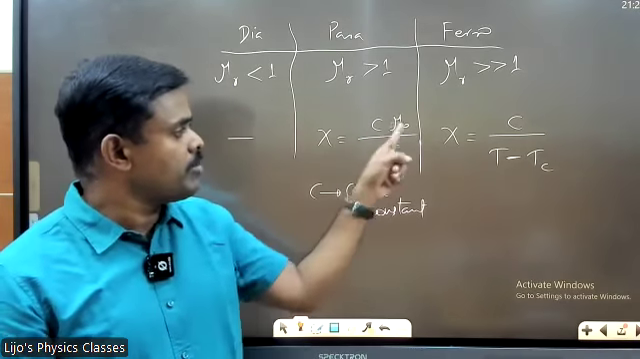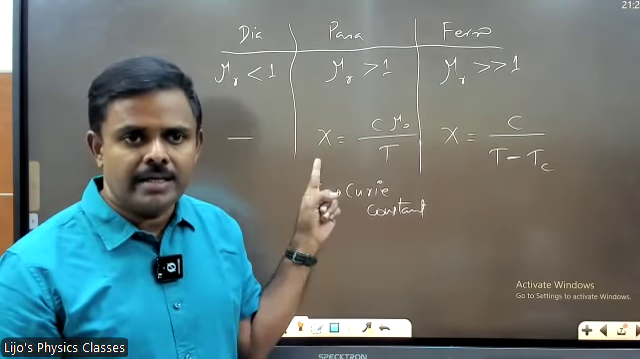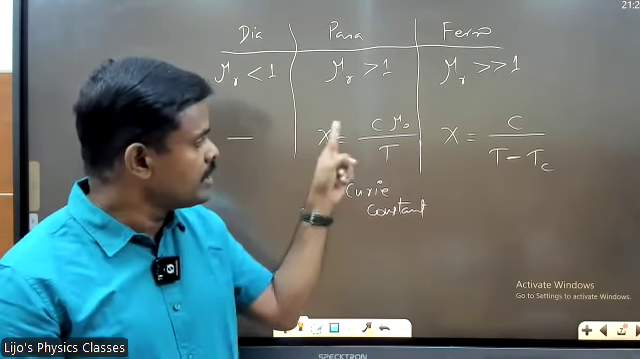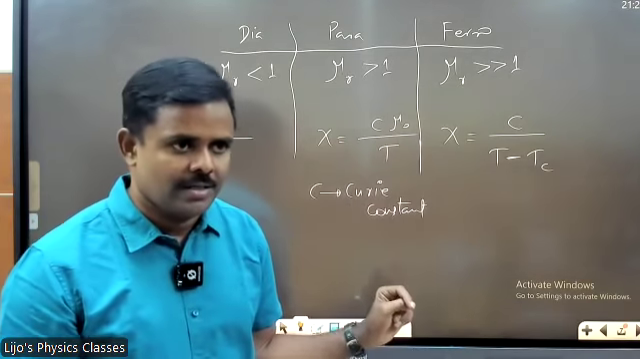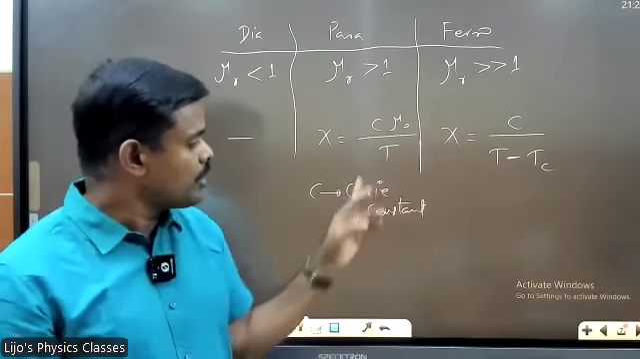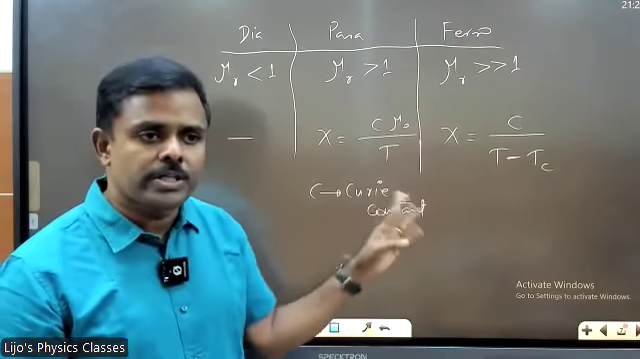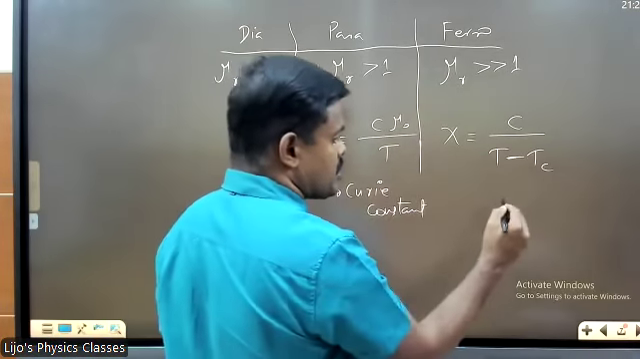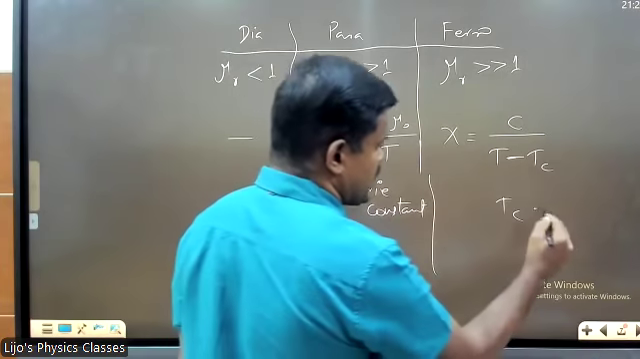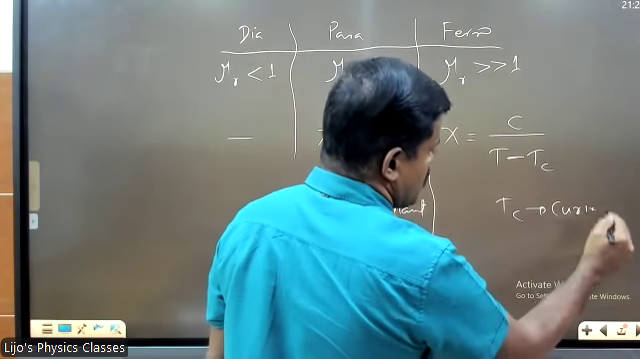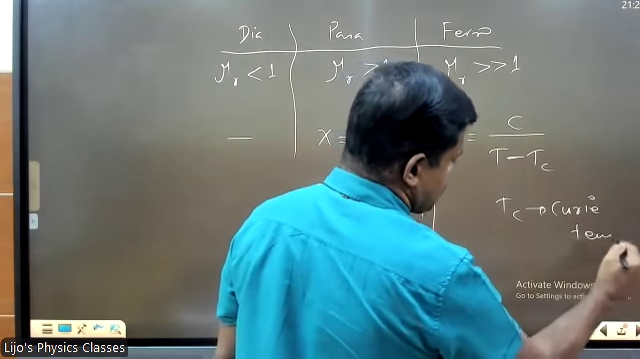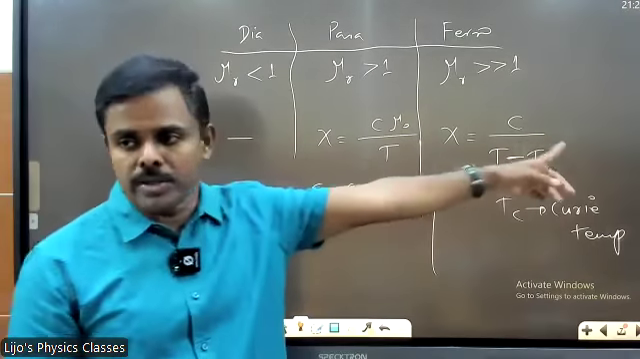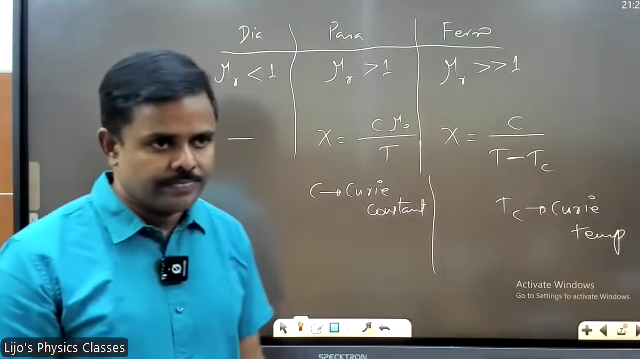Chi is equal to C mu 0 by T. What is chi? Susceptibility. Susceptibility is inversely proportional to temperature. C is called Curie constant. Mu 0 is permeability. T is the temperature. Here for ferromagnetic it is C by T minus Tc, where Tc is called Curie temperature. C is called Curie constant, Tc is called Curie temperature.